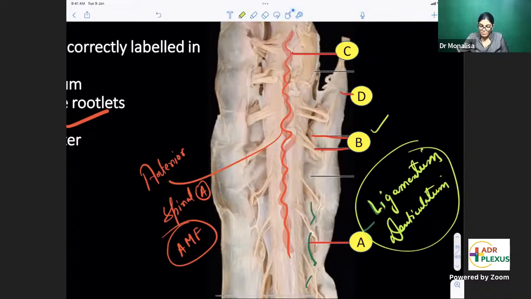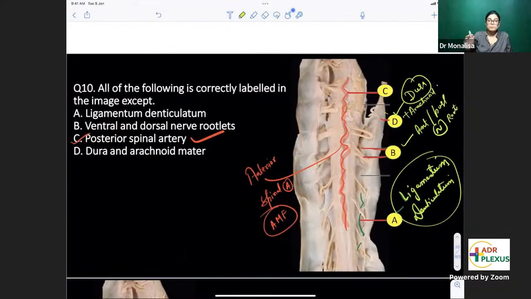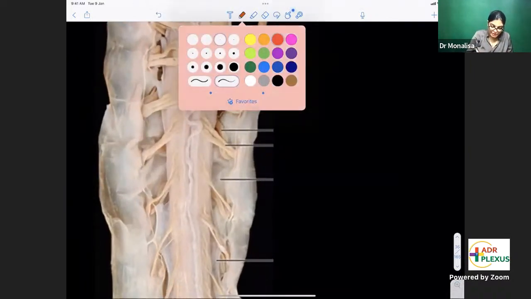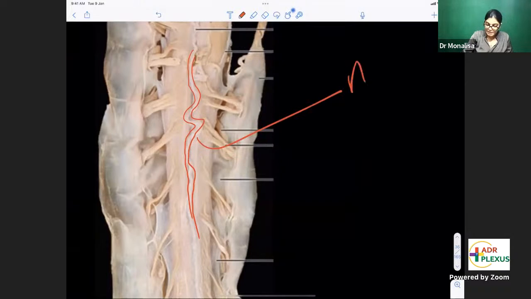Also, B is anterior and posterior nerve rootlets, and D is actually the dura and the arachnoid, which is merged. Dura mater merged with the arachnoid mater. So definitely the wrong label which has been used here is C. It's not posterior spinal artery. It will be anterior spinal artery. This structure was wrongly labeled in this specimen.